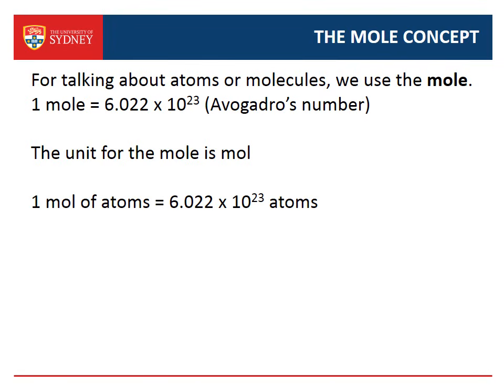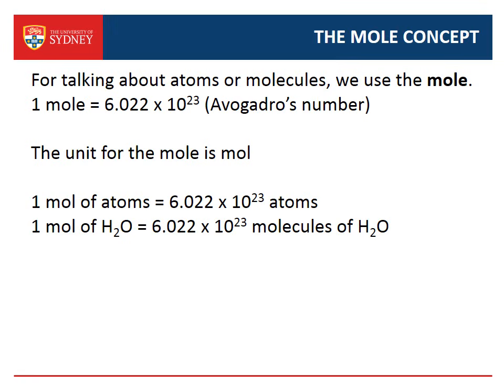So 1 mole of atoms is 6.022 by 10 to the 23 atoms. 1 mole of water is 6.022 by 10 to the 23 molecules of water. And 1 mole of eggs is 6.022 by 10 to the 23 eggs, if only there were enough chickens in the world.